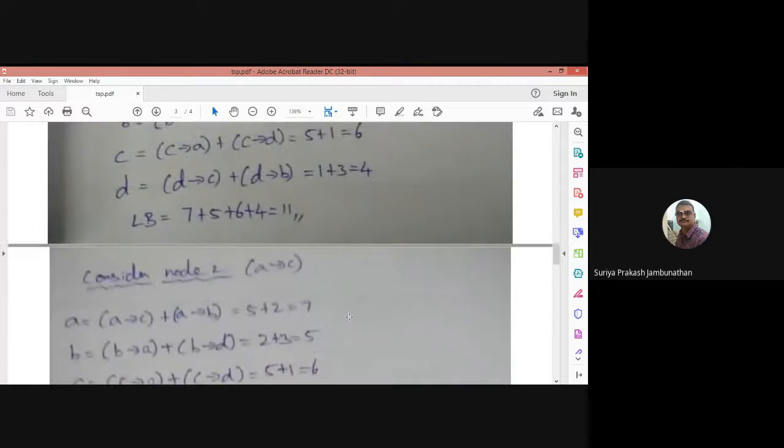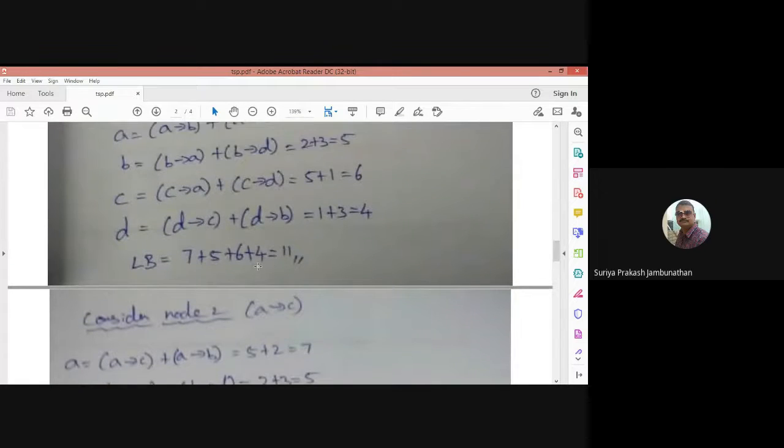Sorry, there is a mistake in the answer. 7 plus 5 plus 6 plus 4, we are getting 21. Sorry, 22, sir. 22 we are getting as the answer here. Lower bound is 22 here. Okay.